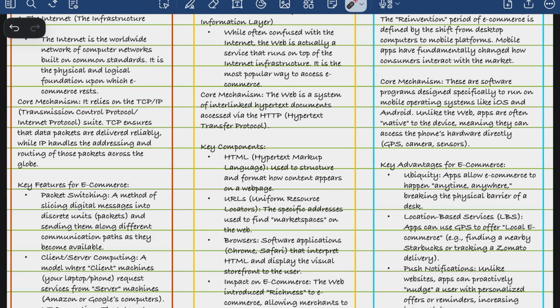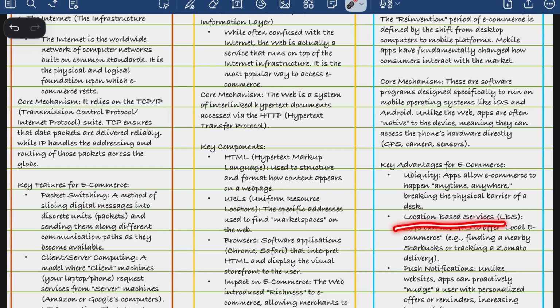So there are a few key advantages of e-commerce using the mobile application. First is ubiquity, because apps free us from sitting at a desk, and the shopping experience happens anytime and anywhere. So you can buy a plane ticket while standing in a grocery line, or while riding in a metro, right? So this is how it helps.